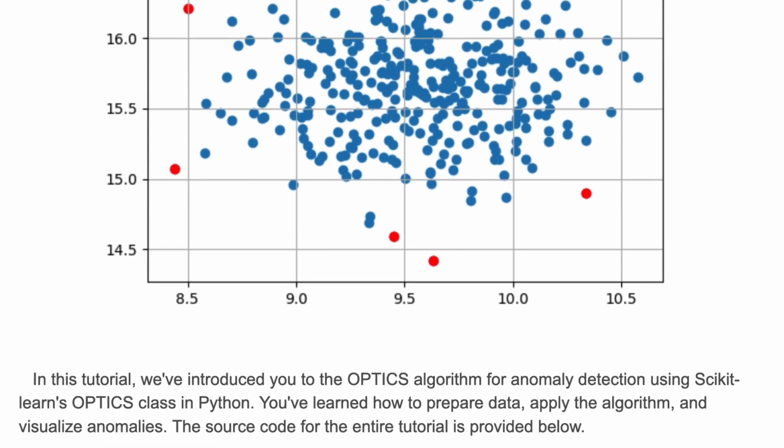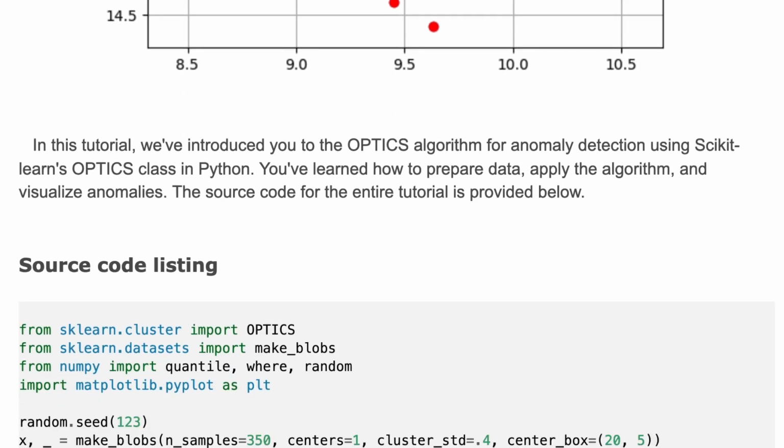That's it for this tutorial. In this tutorial, we have introduced you to the OPTICS algorithm for anomaly detection using the Scikit-learn OPTICS class in Python. You learned how to prepare data, apply the algorithm, and visualize anomalies. And the source code for the entire tutorial is provided below.